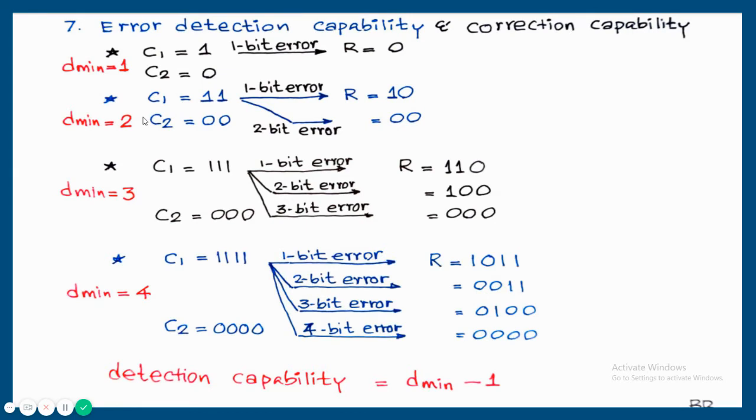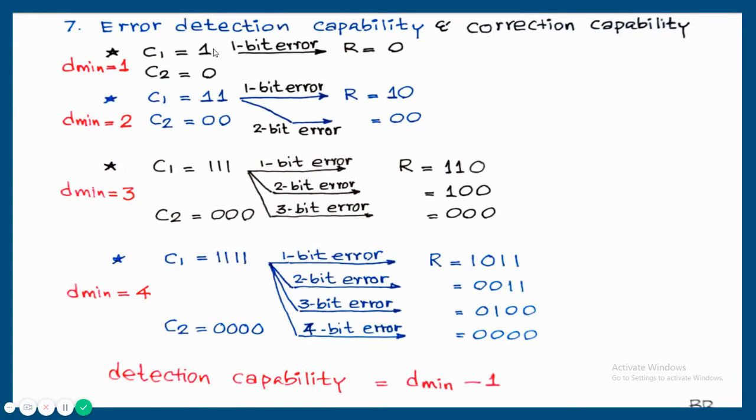I just want to transmit two messages, maybe yes and no. Yes is going to be transmitted as 1, no is going to be transmitted as 0. There is no extra bit. Distance between C1 and C2 is equal to 1. And I'm showing an example here.